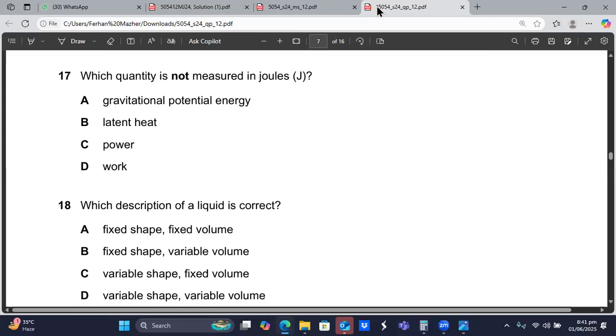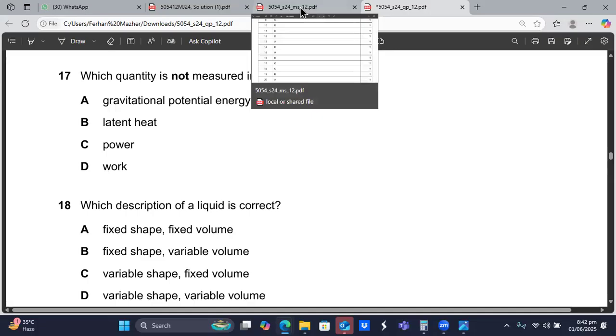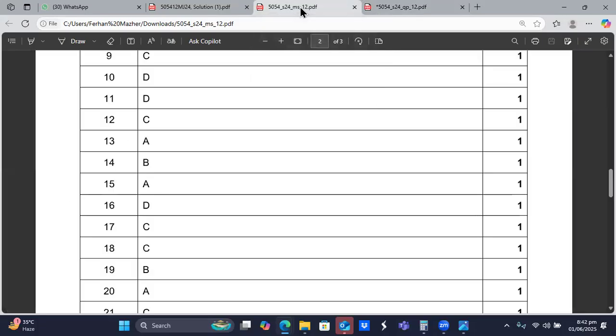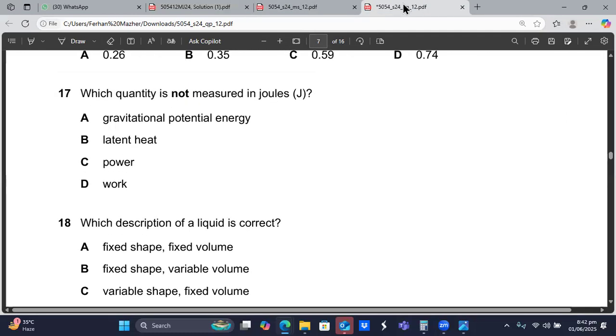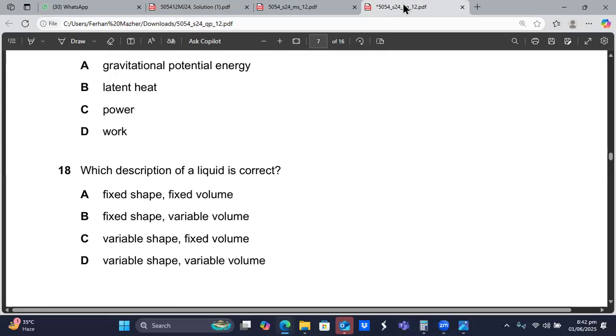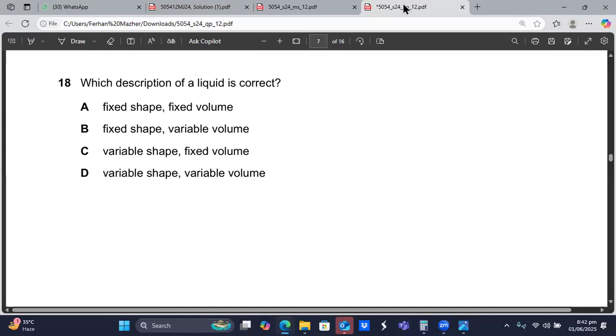So gravitational potential energy is measured in joules. The latent heat is measured in joules. Power is measured in joules per second, and the work is measured in joules. So which quantity is not measured in joules? That is the C part, power. Its unit is watt, which is joules per second. 17C is the right option, sir. I hope you understand. Don't confuse the latent heat with the specific latent heat. Latent heat unit is joule.